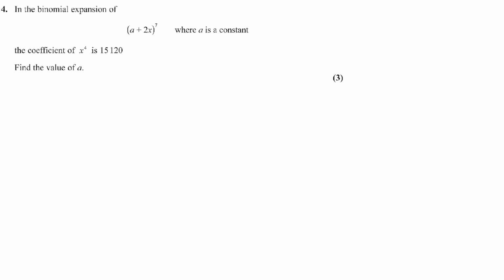Quick question on the binomial. You've got a plus 2x all to the 7. You get on the formula sheet that a plus b to the n is equal to a to the n plus nC1 a to the n minus 1 b plus nC2 a to the n minus 2 b squared plus, I think you get the nth term in there as well, but then the last term will be b to the n. That's how the binomial expansion works. But here we've got that a plus 2x all to the 7, and we're told that the x to the 4 term is 15120 x to the 4. The coefficient is just the number in front.